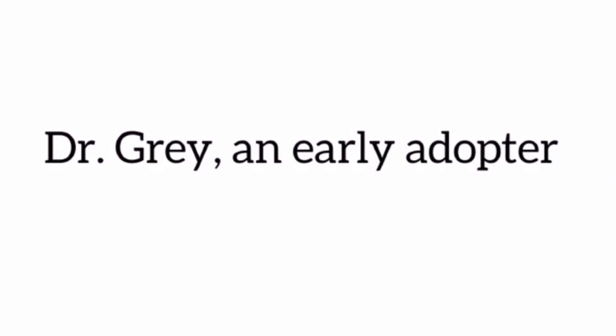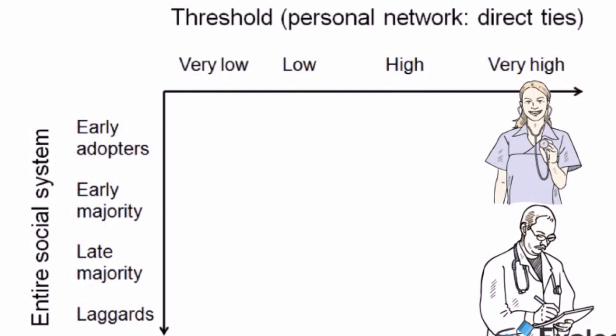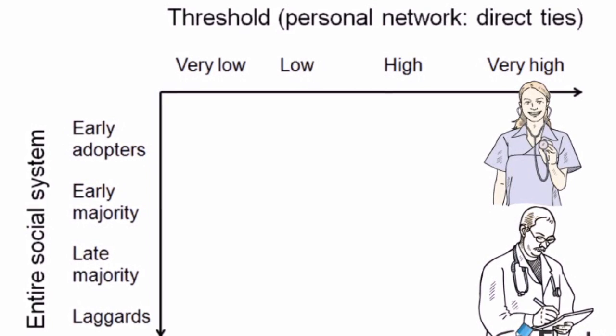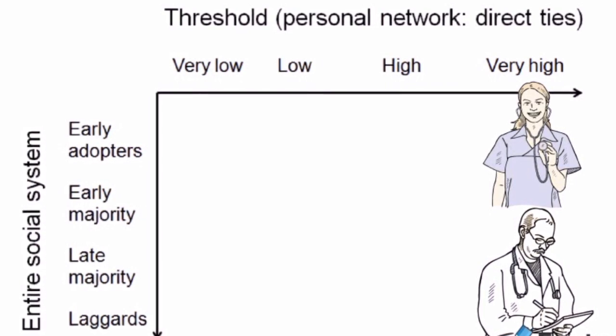Dr. Gray, who adopted the CT scanner in year 4, is therefore considered to have a high threshold to adopt innovations because relative to her connections, she was actually quite late. We now indeed see that Dr. Gray is an early adopter, but she has a very high threshold. So who is more likely to be an opinion leader in the doctors' community?